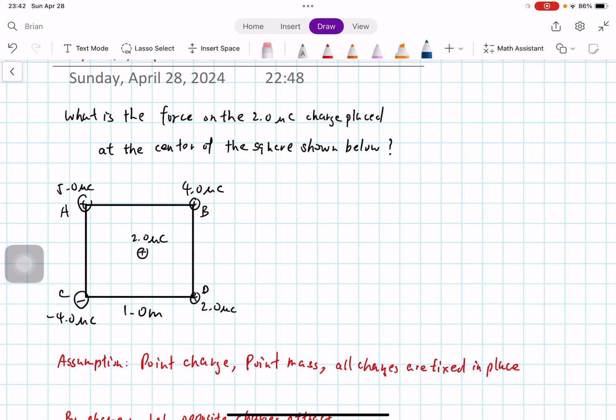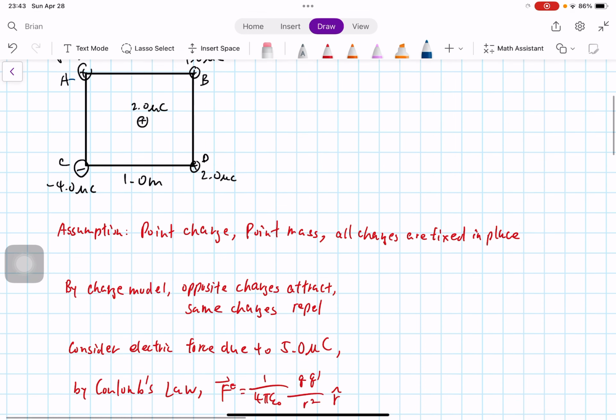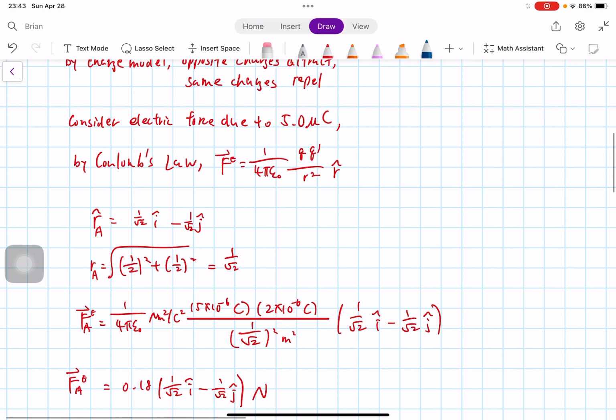So first off, I'd like to calculate the distance between A and this particle, and that is very easy. If the whole side is 1 meter, then the distance between here and here is 0.5, and here and here is 0.5. By the Pythagorean theorem, the distance would just be the square root of 1/2 squared plus 1/2 squared, and that is what I did here. So R_A is just 1 over root 2.